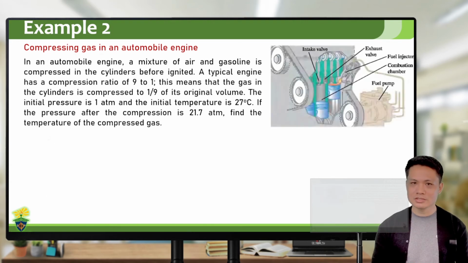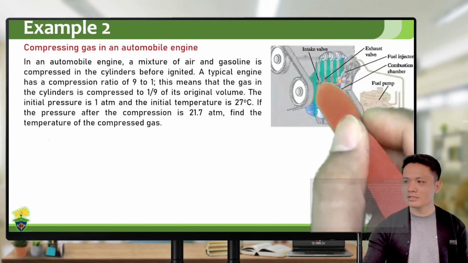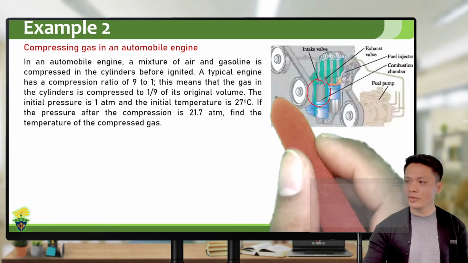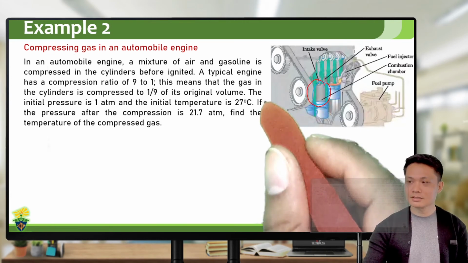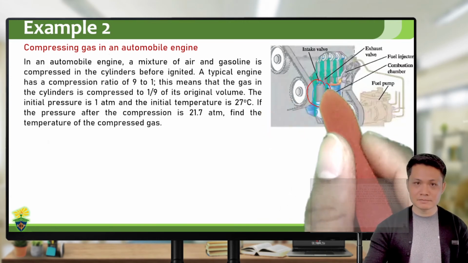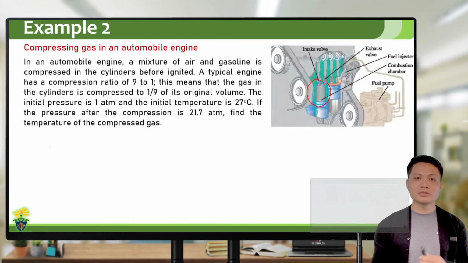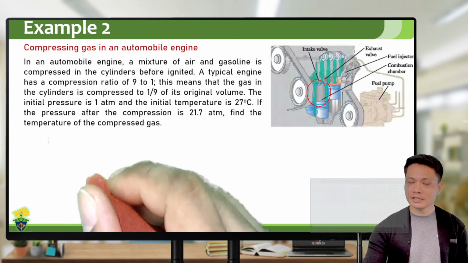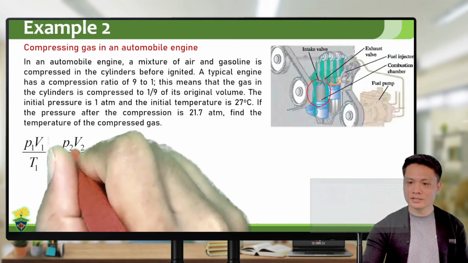So this is our engine, where inside the engine we have these cylinders. This is called the piston. This is our combustion chamber, where the fuel and the gas are mixed, and as the piston moves up, this will compress the mixture inside the combustion chamber. Our task now is to solve for the final temperature. And from our ideal gas law, we will be solving for this one.